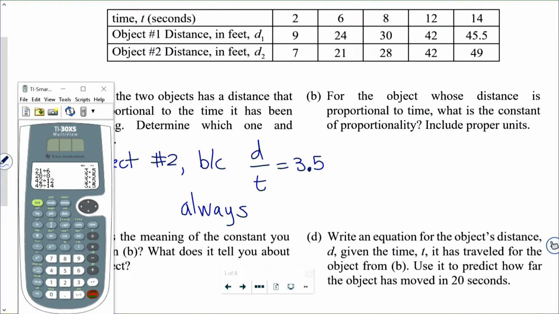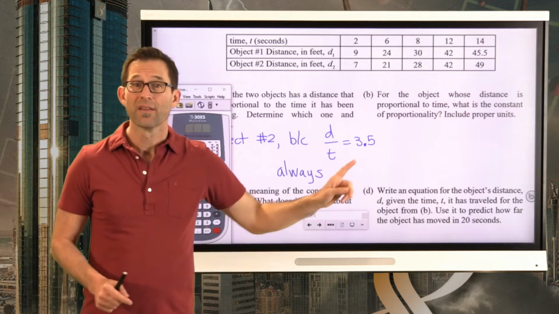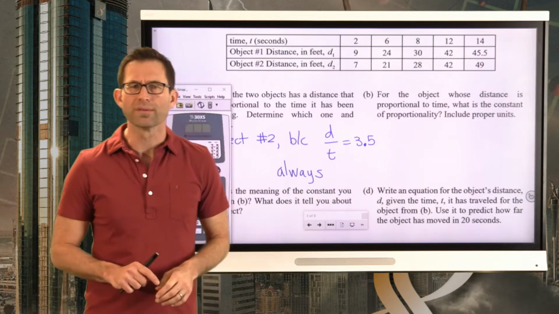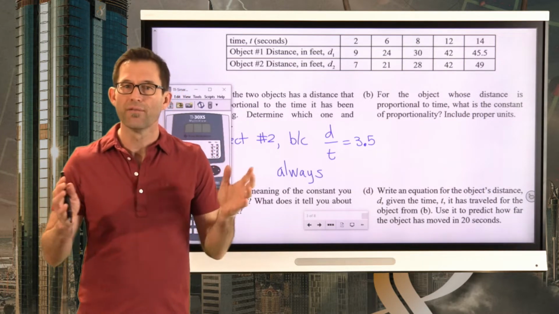For the object whose distance is proportional to time, what is the constant of proportionality? Include proper units. All right, well, we actually have it. The constant of proportionality is right there, 3.5. But what are the units, right? Well, this gets into the units of a ratio.